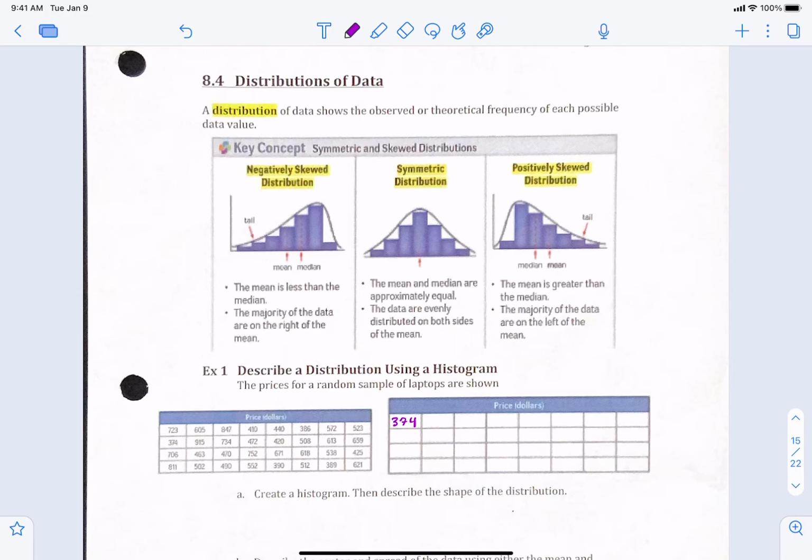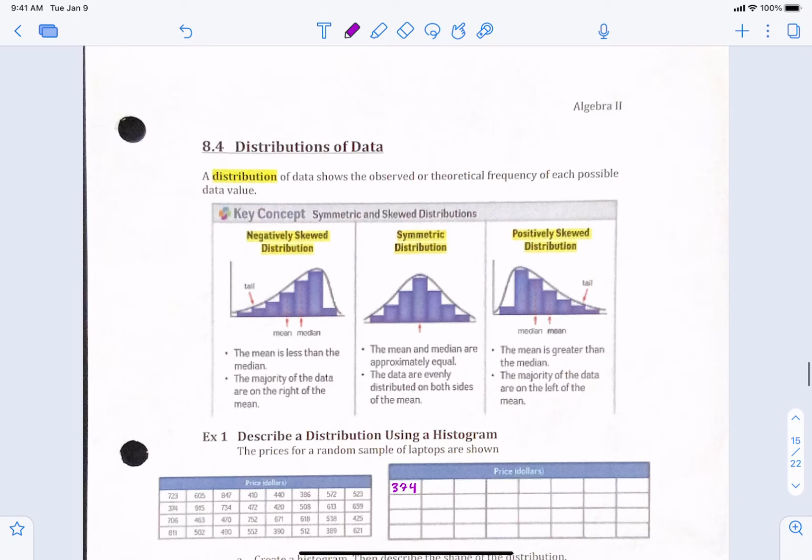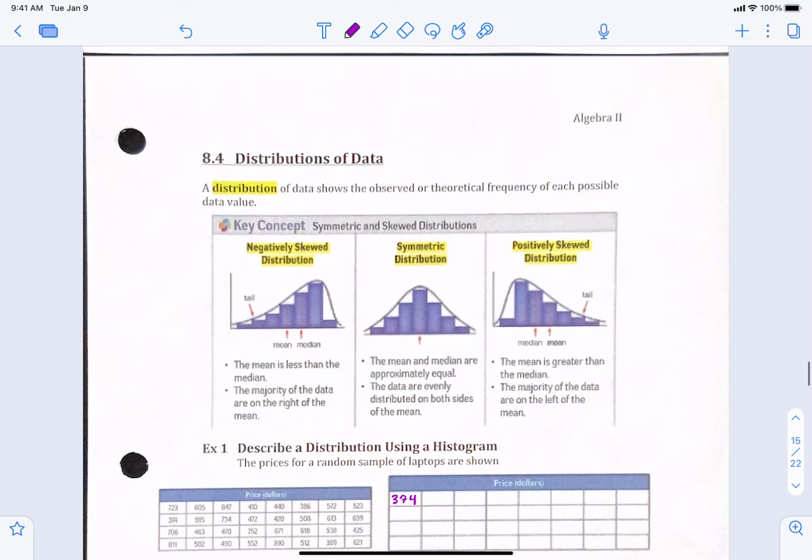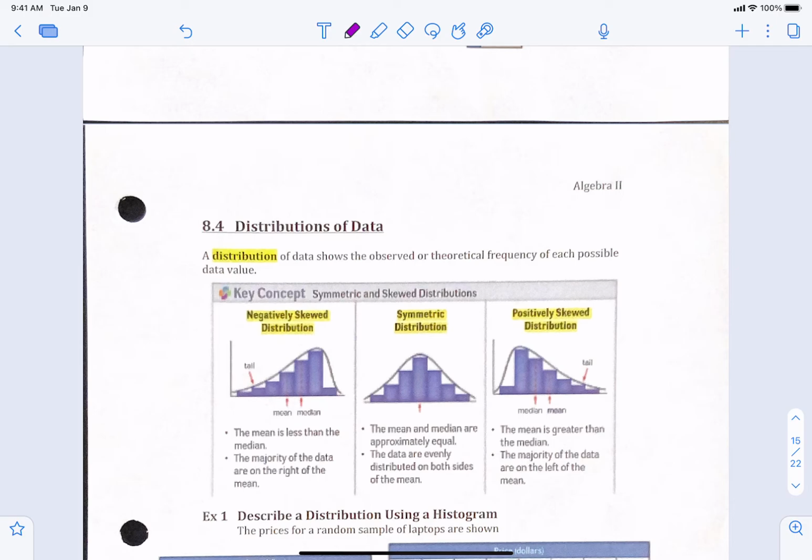This is section 8.4, the second half of it, and we are doing histograms today. We did box and whisker plots yesterday. Histograms today. Here's what a histogram is, just in general. It is like a glorified bar chart with a few differences.